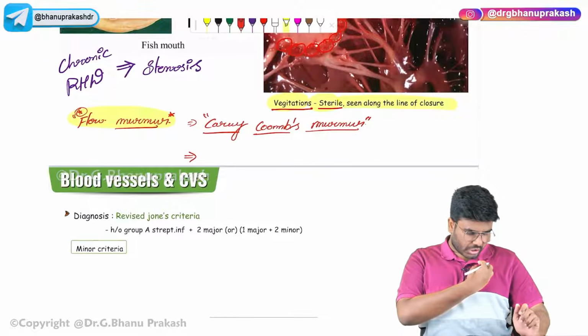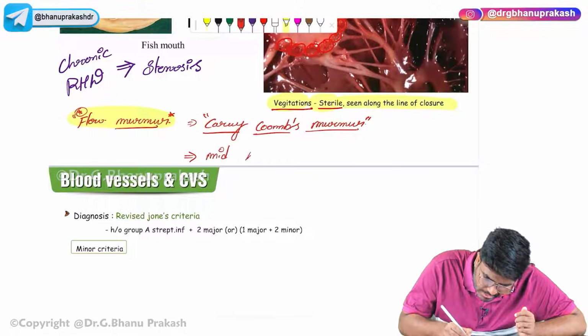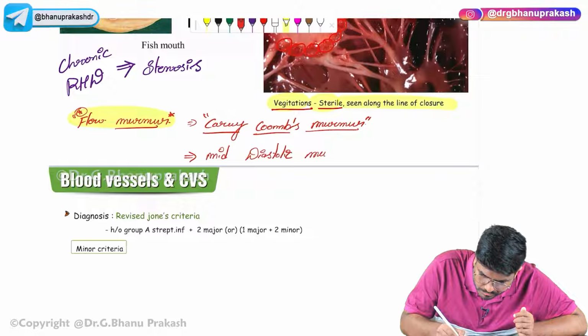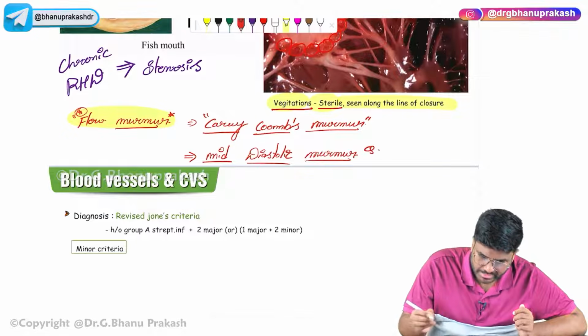Carey-Coombs murmur is a flow murmur which is heard during the diastolic phase. During diastole, that extra amount of blood will come down. So it's an example of a mid-diastolic murmur.